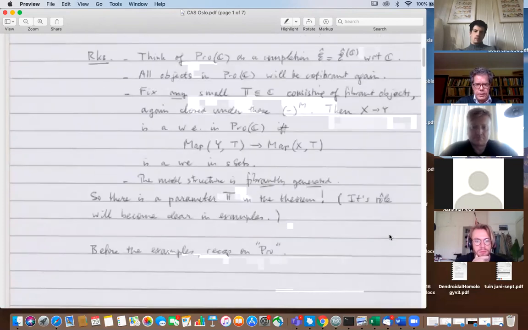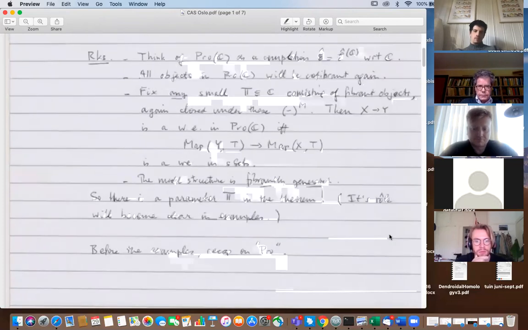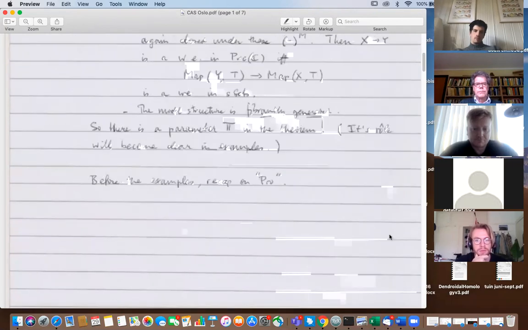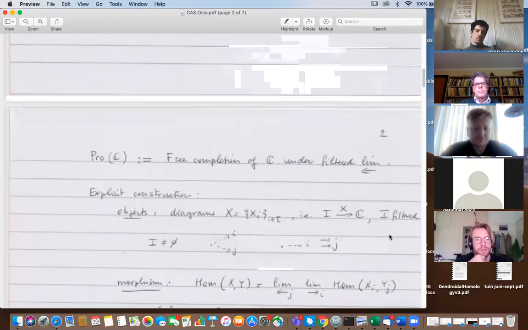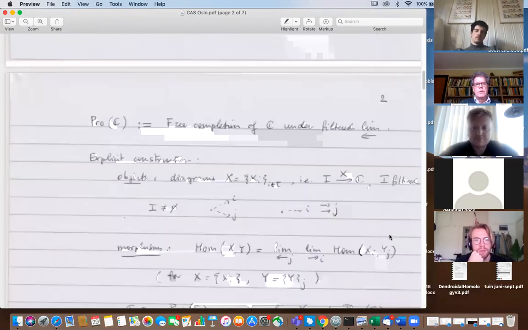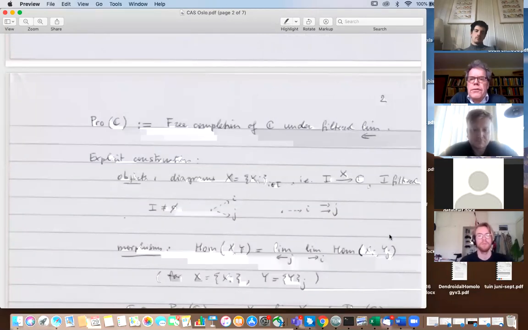So the next page, I think, is just a reminder. That's the next sentence before the examples, recap on Pro. That's the next page. Okay, so Pro C is the free completion of C under filtered inverse limits.